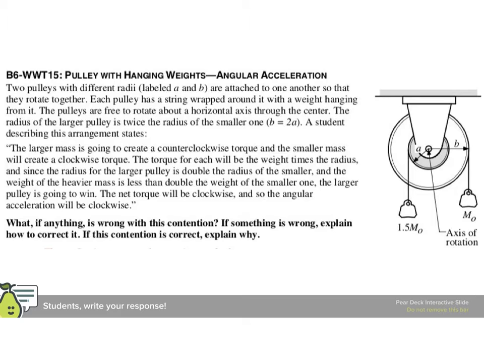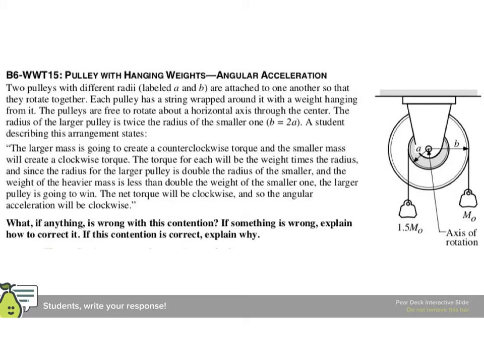The student describing this arrangement states, the larger mass is going to create a counterclockwise torque, and the smaller mass will create a clockwise torque. The torque for each will be the weight times the radius, and since the radius for the larger pulley is double the radius of the smaller, but the weight of the heavier mass is less than double the weight of the smaller one, the larger pulley is going to win. The net torque will be clockwise, and so the angular acceleration will be clockwise.